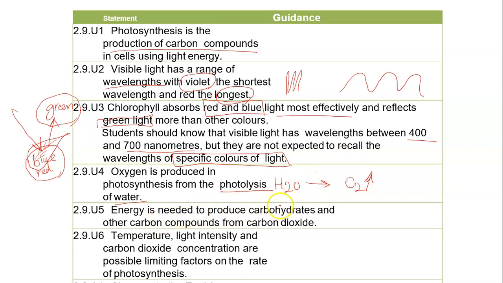Energy is needed to produce carbohydrates and other compounds from carbon dioxide. Temperature, light intensity, carbon dioxide concentration, these are all variables and possible limiting factors on the rate of photosynthesis. This means that by changing these, the rate of photosynthesis can be changed.